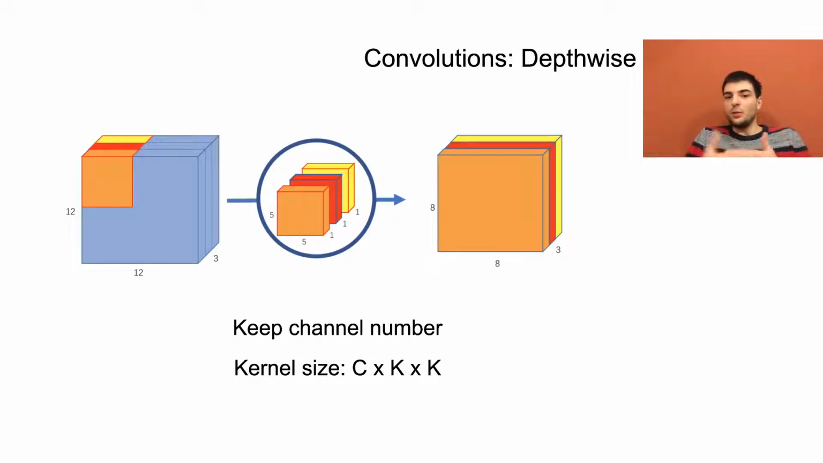Just the idea. So we deal with every channel separately, and the orange channel is transformed only into orange channel. It does not affect red channel. Red channel is transformed into red, and it does not affect yellow and orange, and so on.